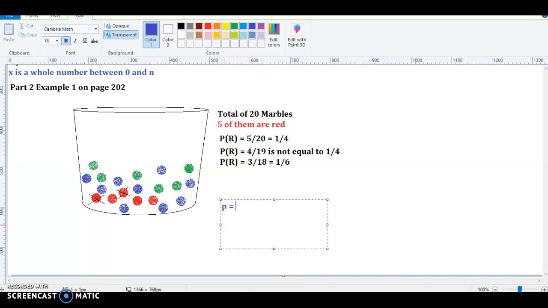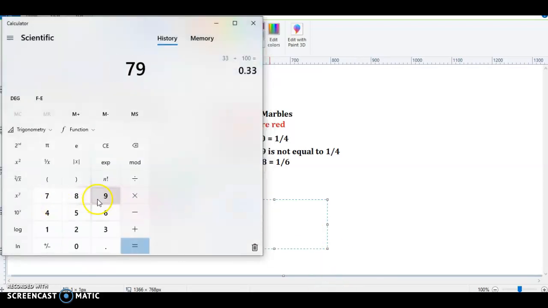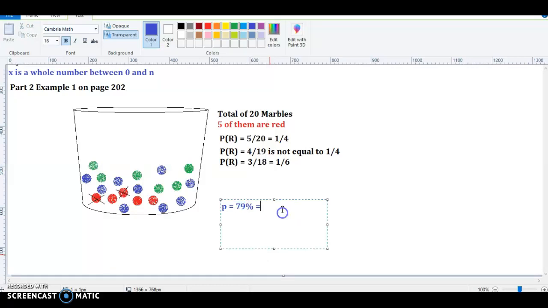Okay, so p is equal to 79%. And we want to convert that into a decimal, so you move the decimal point 2 places to the left, or simply take your calculator, type in the number 79, and divide it by 100 to convert it into a decimal. So 79% as a decimal is 0.79. So our probability of success is 0.79.